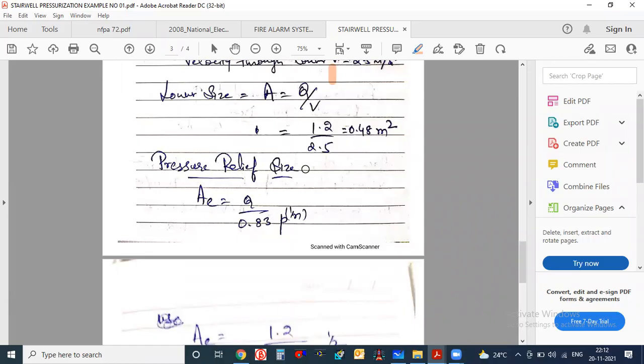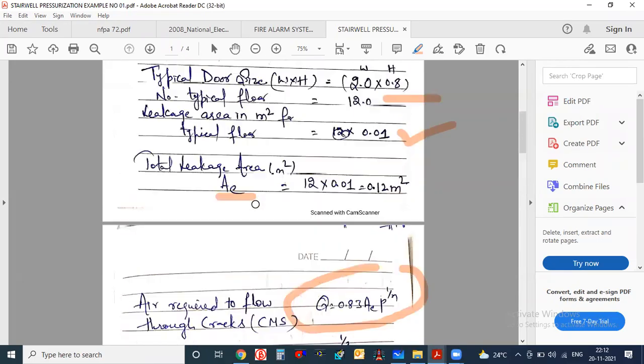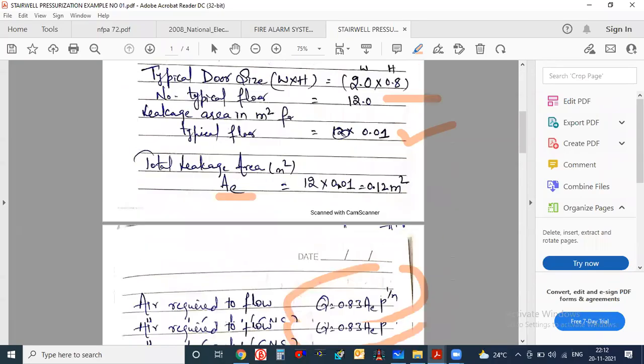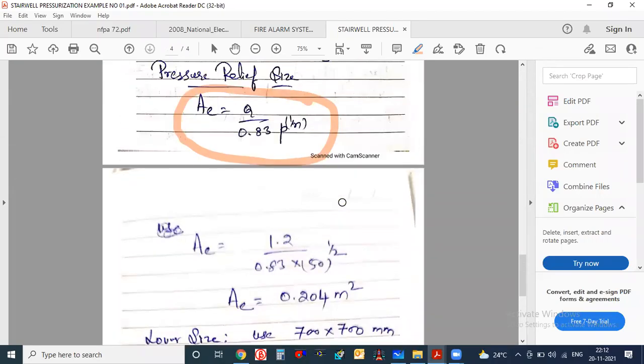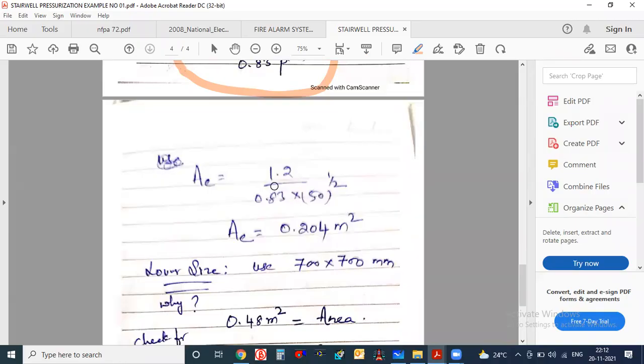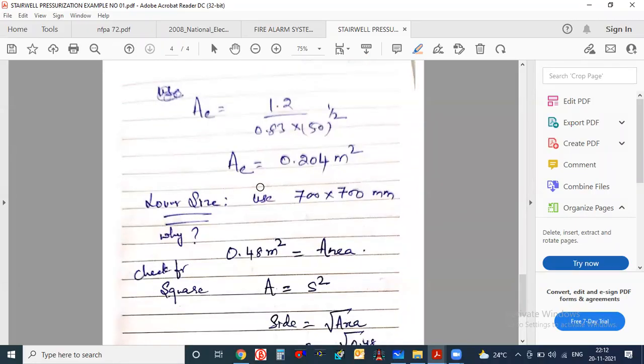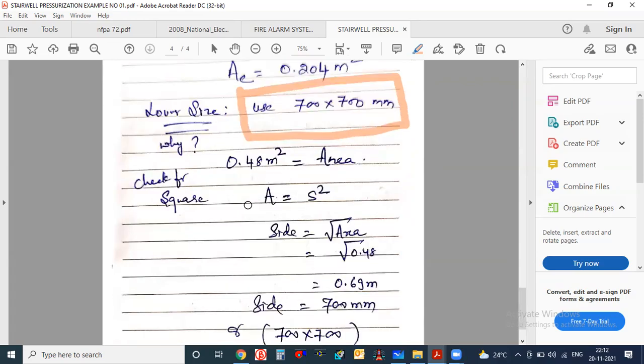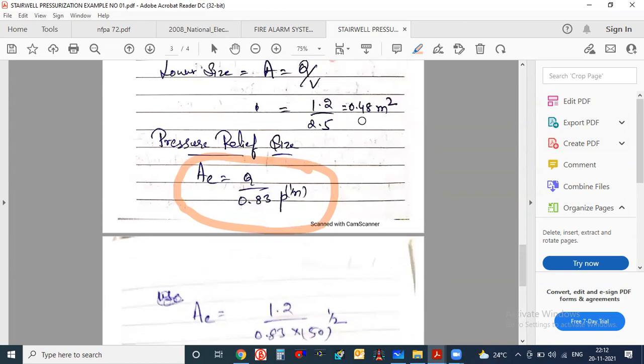Pressure relief size. Sometimes, if you want to use a pressure relief valve, this is the formula you have to calculate. From the first formula given, Q is equal to 0.83, they have just rewritten it. So every value is known, and you will get AE. Then you can also get the size of the blower, what area you have to follow.